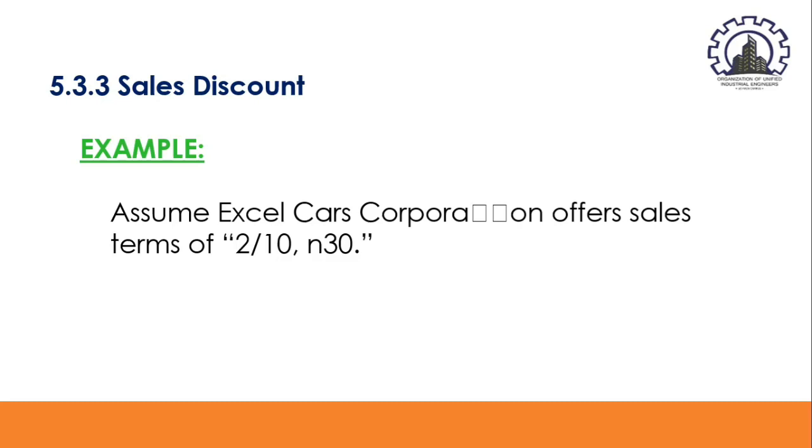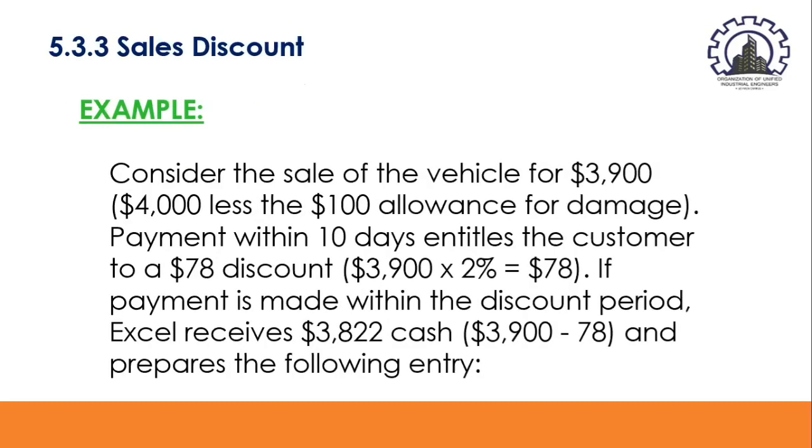So for example, consider the sale of the vehicle for $3,900, calculated as $4,000 less the $100 allowance for damage in the earlier example, right? Now, payment within 10 days entitles the customer to a $78 discount, and that is calculated as $3,900 multiplied by 2%.